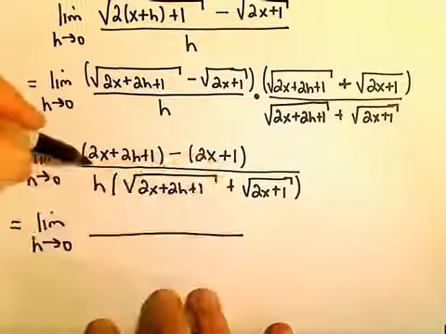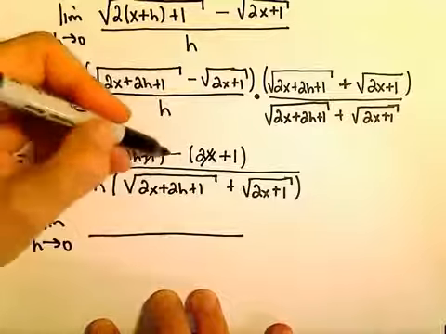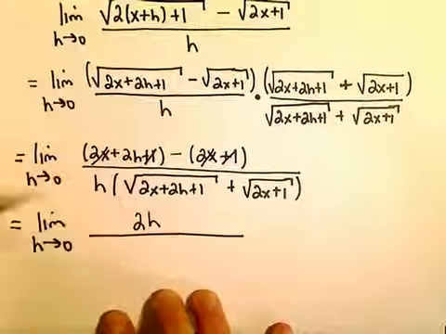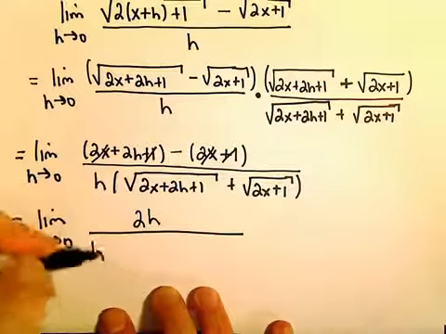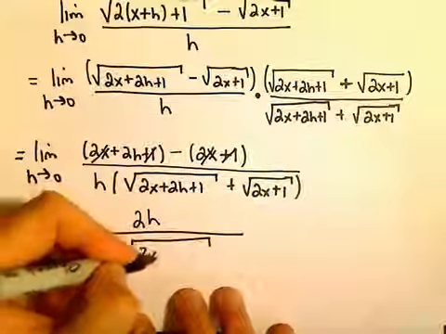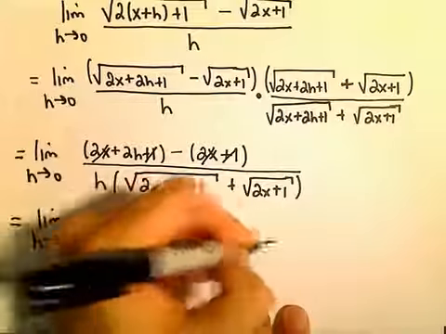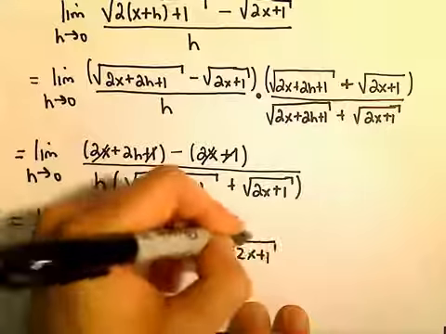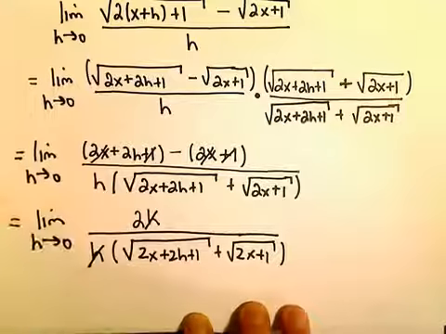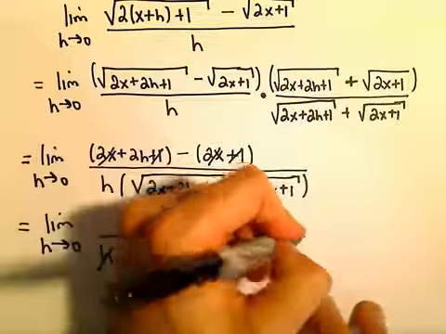Well, in the numerator we would have 2x minus 2x, so those would cancel. We would also have a positive 1 minus 1, so that would be gone. So we would be left with a 2h in the numerator. We still have our h in the denominator along with all the square root stuff: the square root of 2x plus 2h plus 1 plus the square root of 2x plus 1. Well, now we can just cancel out the h's.